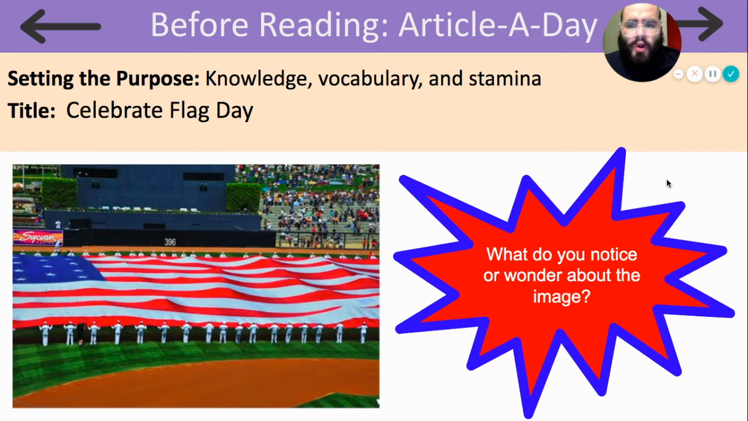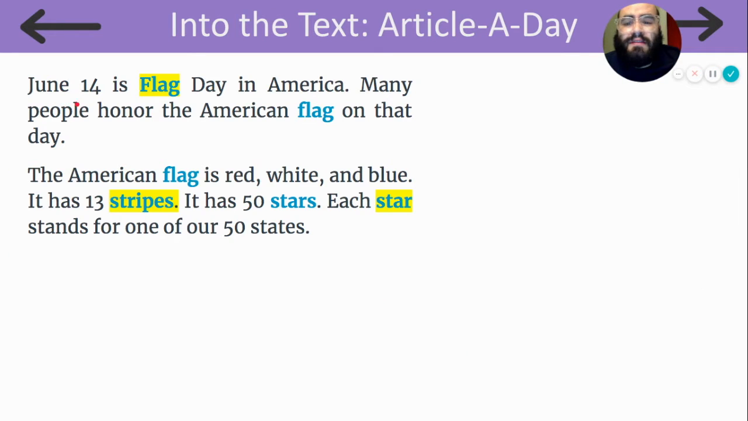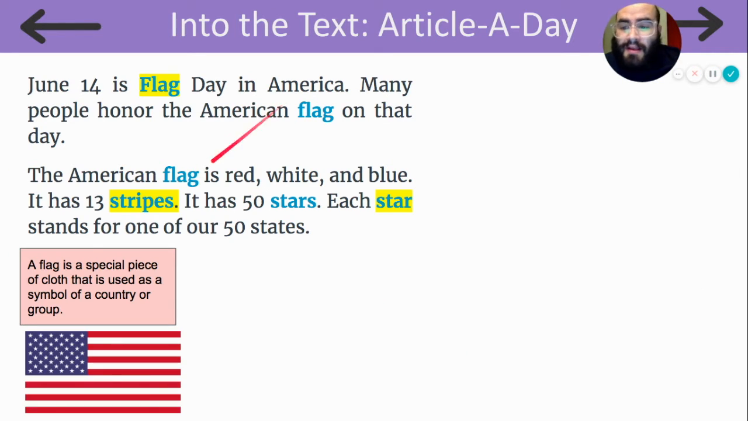Let's get started with our article a day. Celebrate Flag Day. What do you notice or wonder about the image on the left? I hope you notice that it's a huge flag. I wonder why this flag is so big or what they're celebrating. June 14th is Flag Day in America. A flag is a special piece of cloth that is used as a symbol of a country or a group. Here we have the American flag.